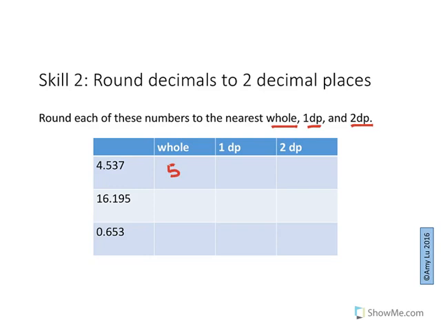If we're rounding to 1 dp, we want to look at the 5, we have to look at the 3 behind it. We don't need that 7. That 3 forces the 5 to stay. So this answer becomes 4.5. And for 2 decimal places, we want 2 numbers behind the decimal, so we have to look at the 7 and decide, what does it do to the 3? Well, it forces the 3 to go up, so it becomes 4.54.